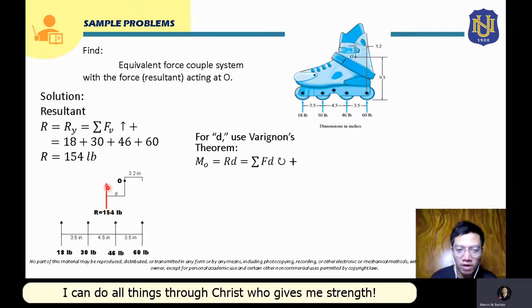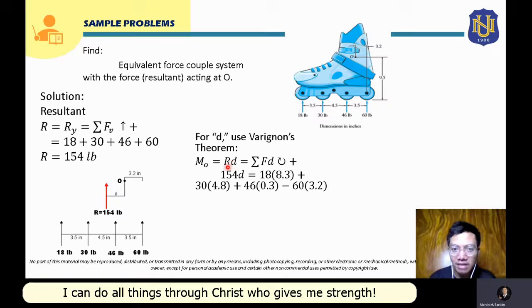So that will be the moment of this resultant R about point O. So that will be R times D. Our resultant is 154 and its moment arm will be D. So this will be 154 times D and it will have a clockwise rotation about point O. That's why it will be positive here.